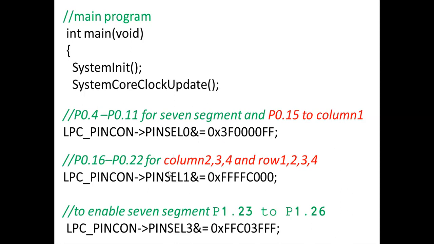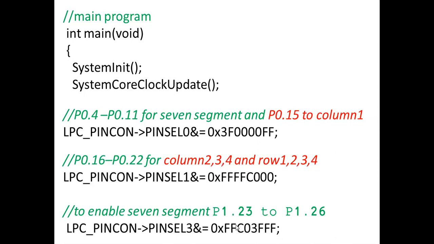And now for column 2, 3, 4 and row 1, 2, 3, 4, we are using pin numbers 16 to 22 of port 0. Since these pins belong to port 0 and fall under the 16 to 31 group, you have to use the pin selection 1 register to configure these pins as general purpose input output pins, and the values you have to identify by forcing the appropriate value into the particular position of the register. This value can be established.